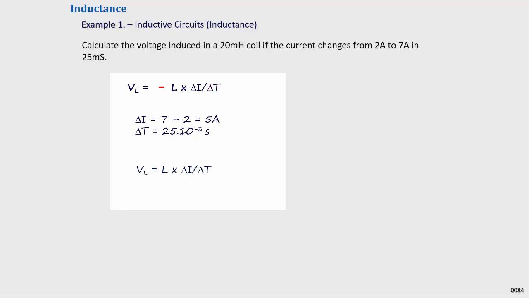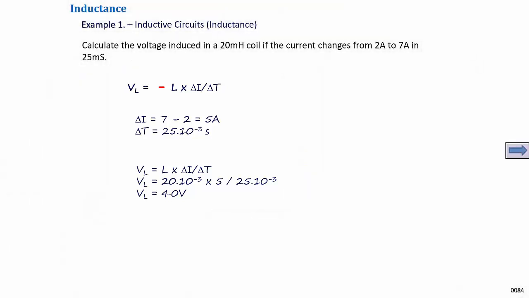So, VL equals the inductance times the rate of change of current. Substituting the values, VL equals 20 times 10 to the power minus 3 times 5 divided by 25 times 10 to the power minus 3, which equals 4 volts.